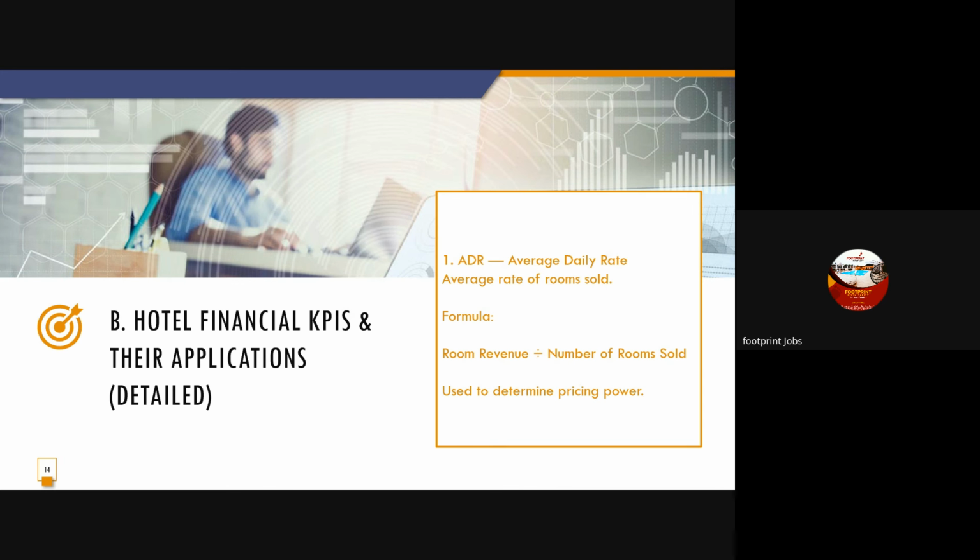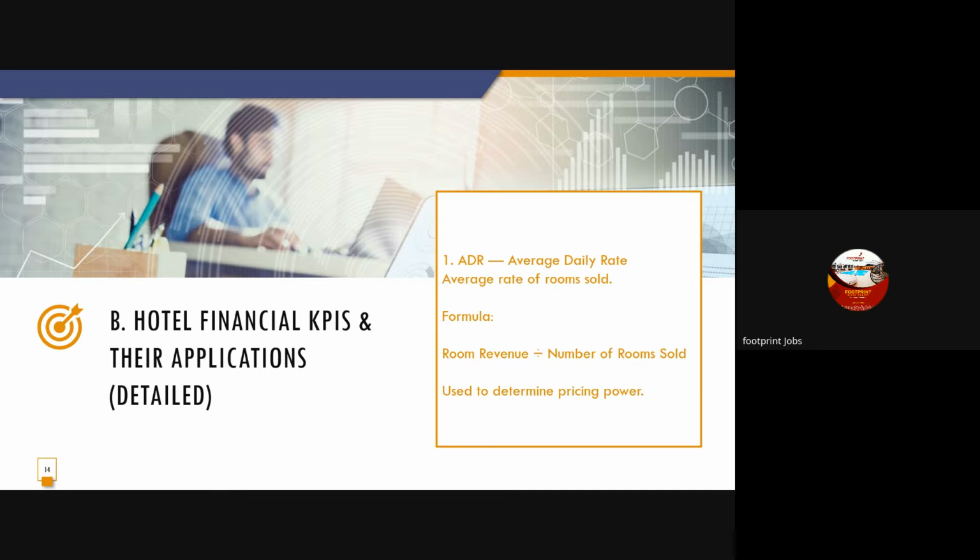So let's move. We'll start talking about all the abbreviations you actually saw. Now, B, hotel financial KPIs and their application. Everything you saw that we listed were actually the hotel financial KPIs and their application.